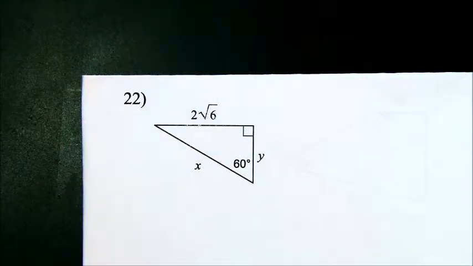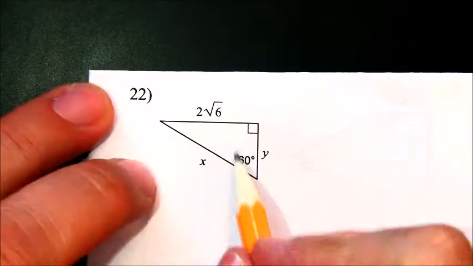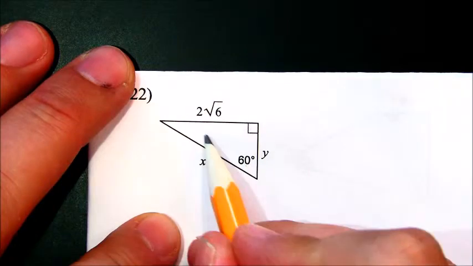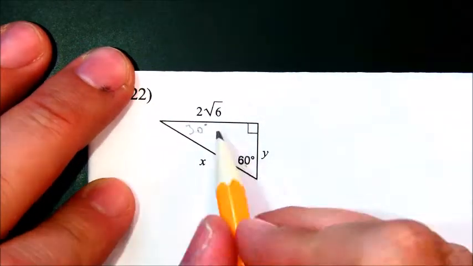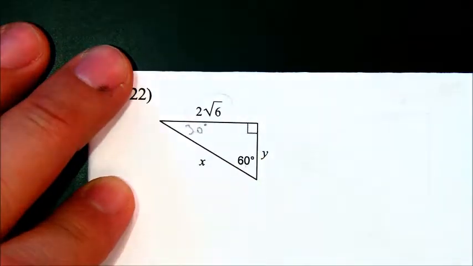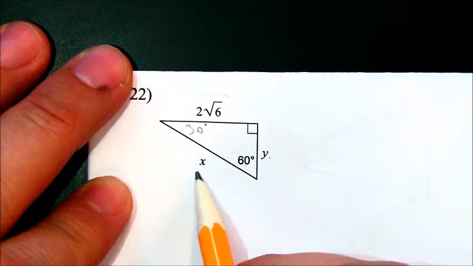Examples of how to use what we know about special right triangles. If we look at number 22, we've got a 30, 60, 90 triangle. We've got 60 degrees here, so this must be 30. What are we given? In this case, we're given the long leg, and we're trying to find the short leg, y, and the hypotenuse.